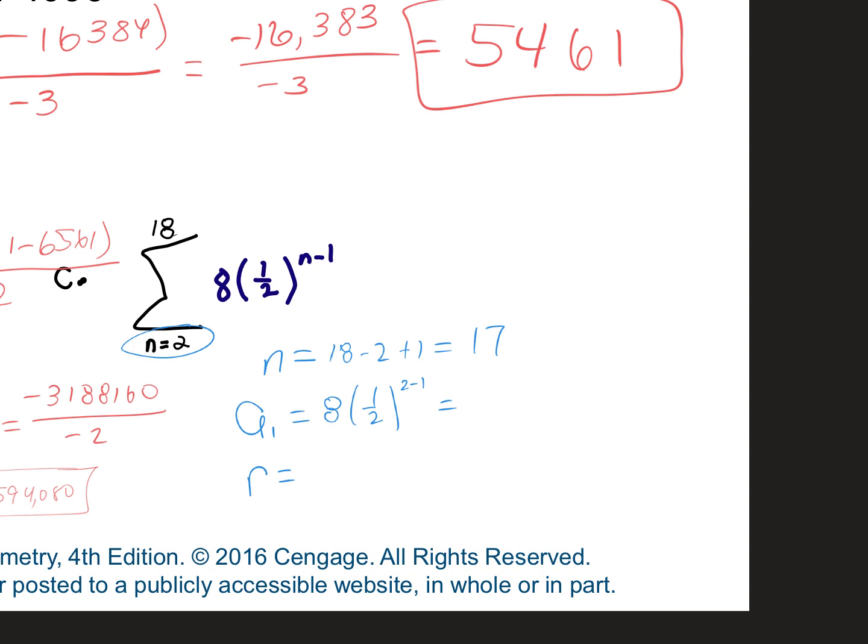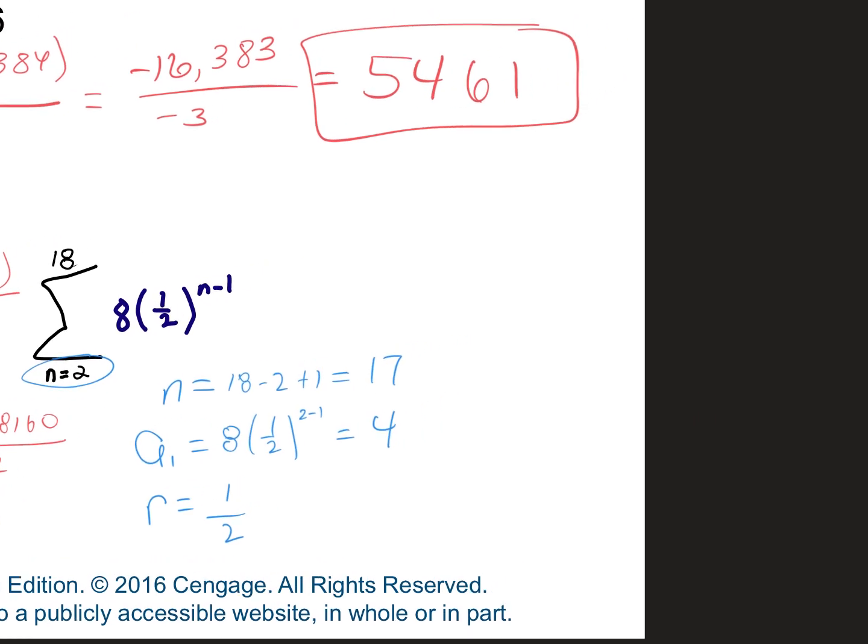Just 1, right? So you just have 1/2 to the first power. So what is 8 times 1/2? Just 4. Good. And then what is your common ratio here? 1/2. Good. All right, we're going to have to deal with fractions. That's okay. So let's plug it in our formula.